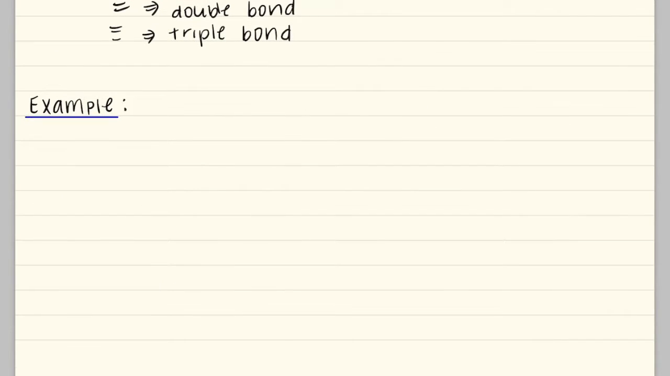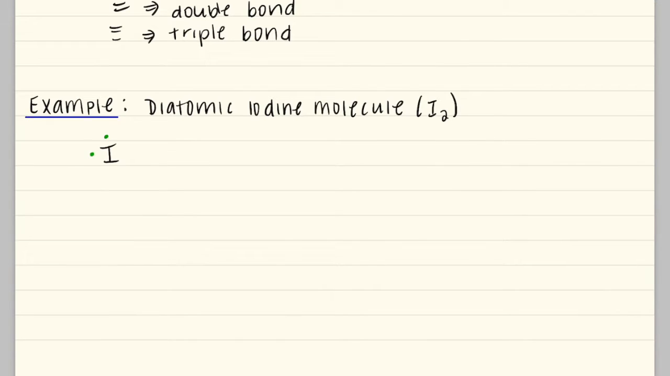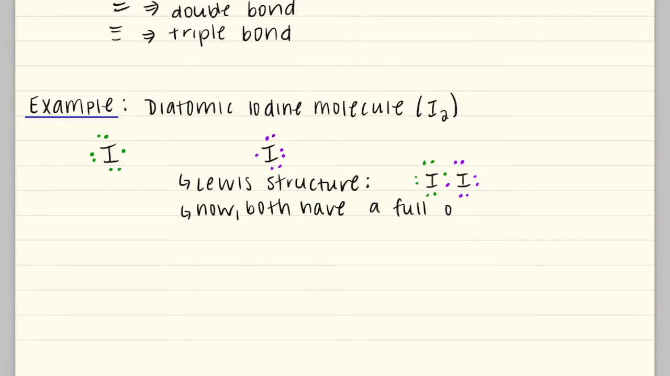Now let's look at the next example, diatomic iodine, or I2. Iodine is in group 7 of the periodic table and has 7 valence electrons. To fulfill the octet rule, both iodines need 8 electrons in their outermost shell. To do this, both iodines will covalently bond to each other. After drawing the Lewis structure of diatomic iodine, you can see that both now have a full octet.